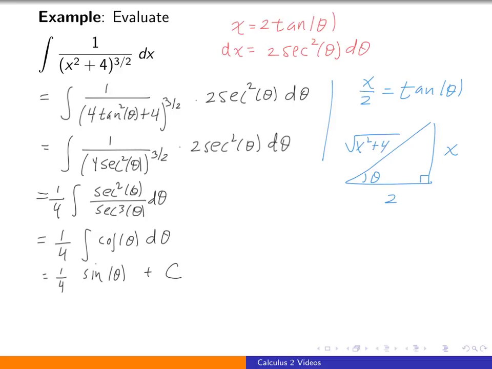And as we noted earlier, this x squared plus 4, which appears under the square root, is exactly the term in our original integral which prompted this trig substitution. So looking at our triangle, sine of theta is equal to x over the square root of x squared plus 4. So put back in terms of the original variable, we get 1/4 times x divided by the square root of x squared plus 4, all plus c.